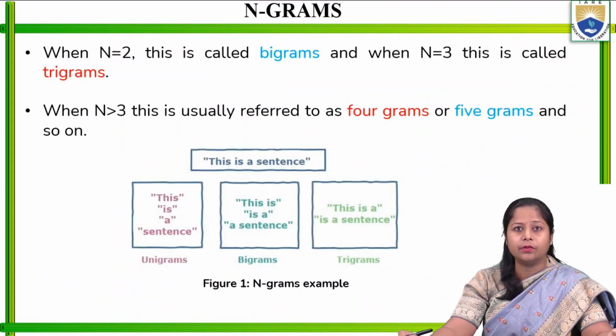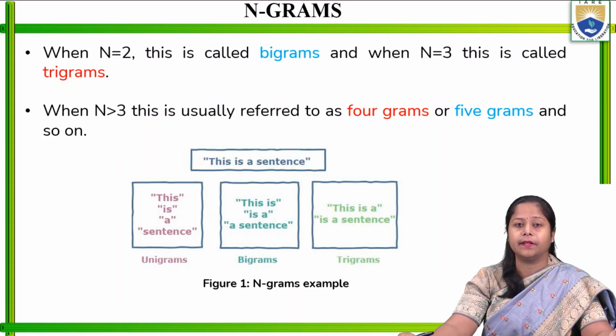When n is equal to 2, that is called a bigram, and when n is equal to 3, that is called a trigram. When n is more than 3, that is referred to as 4-grams or 5-grams and so on.